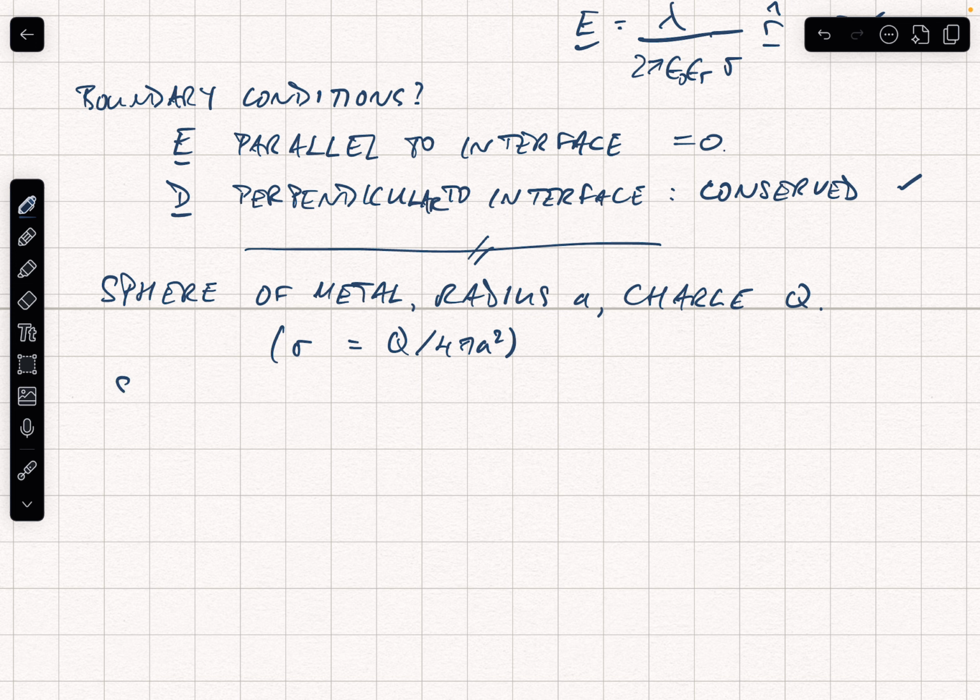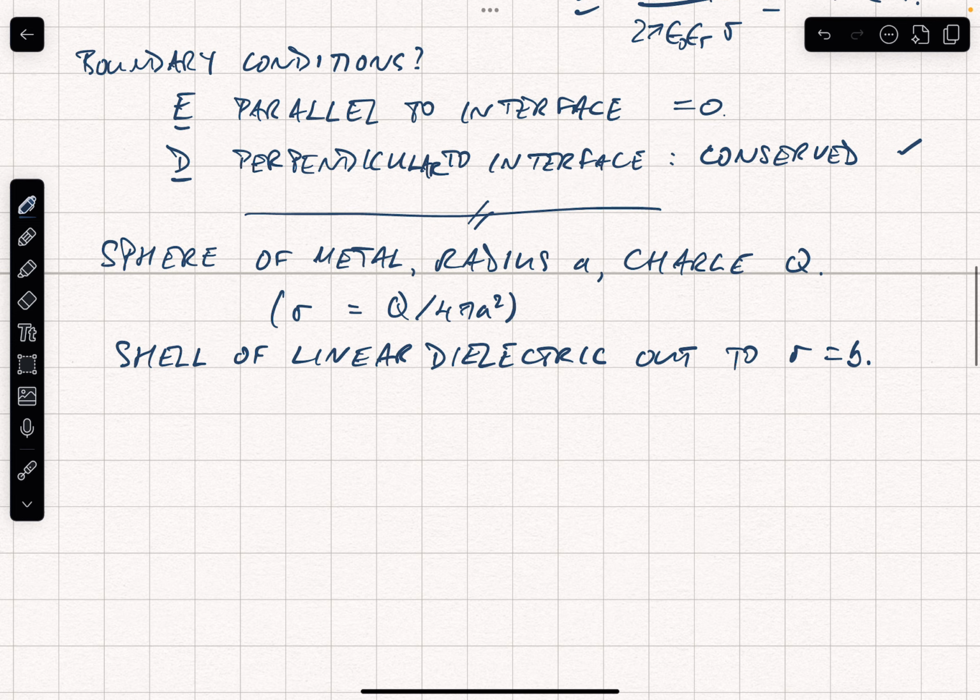And then this is going to be surrounded by a shell of linear dielectric out to R equal to B. The linear dielectric is going to have the standard epsilon R. And the question is, what is the electric field? So we need to think about this for different areas. So for R less than A, i.e. inside the metal, we know from simple arguments that the electric field and the D field and the P field are all going to equal 0.